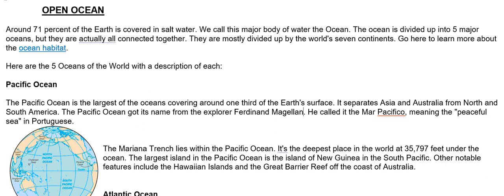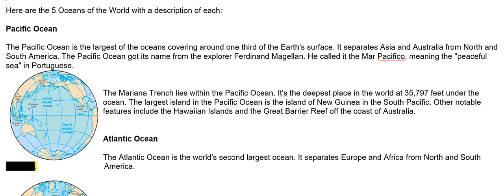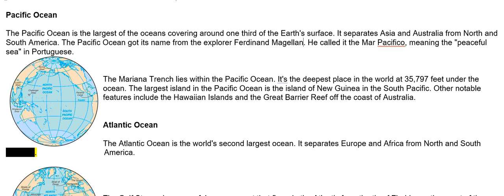The Mariana Trench lies in the Pacific Ocean. It's the deepest place in the world at 35,797 feet under the ocean. The largest island in the Pacific Ocean is the island of New Guinea in the South Pacific. Other notable features include the Hawaiian Islands and the Great Barrier Reef off the coast of Australia.